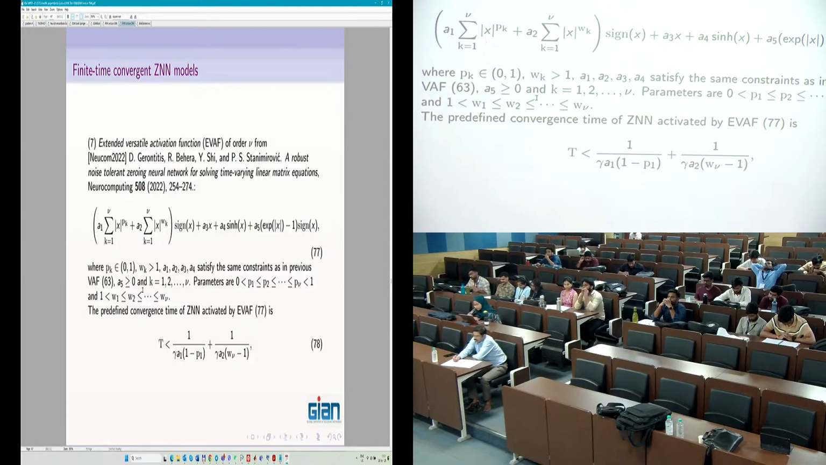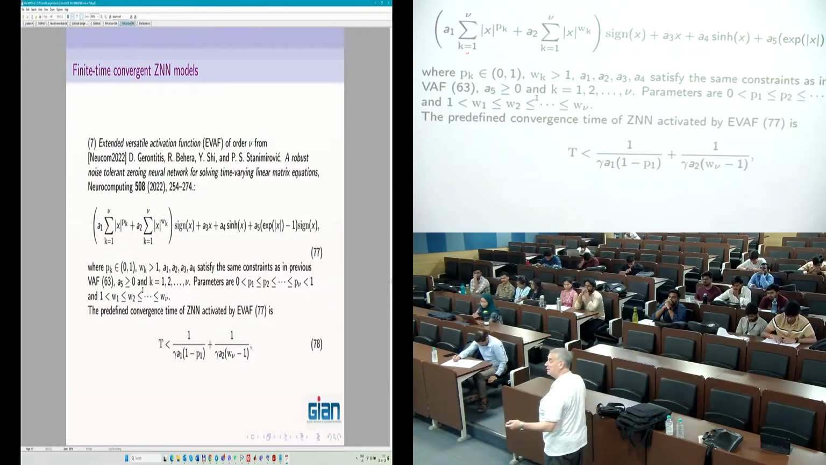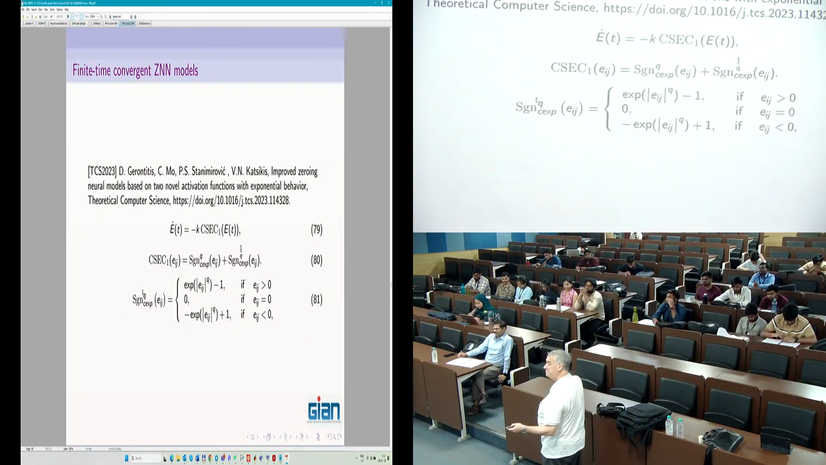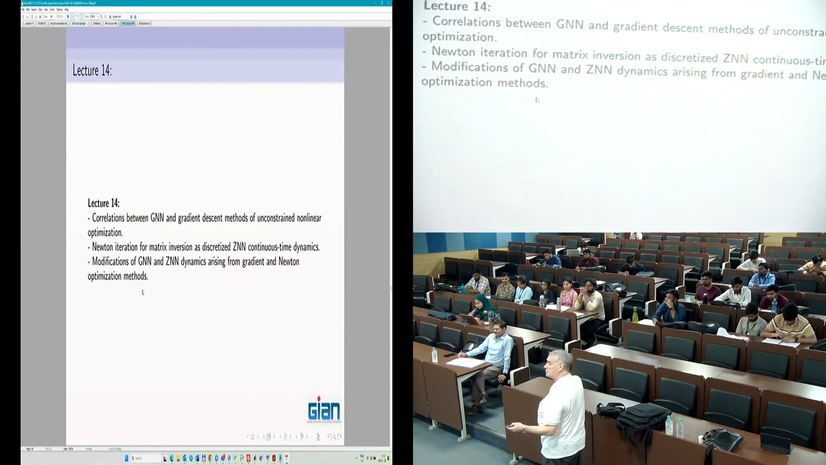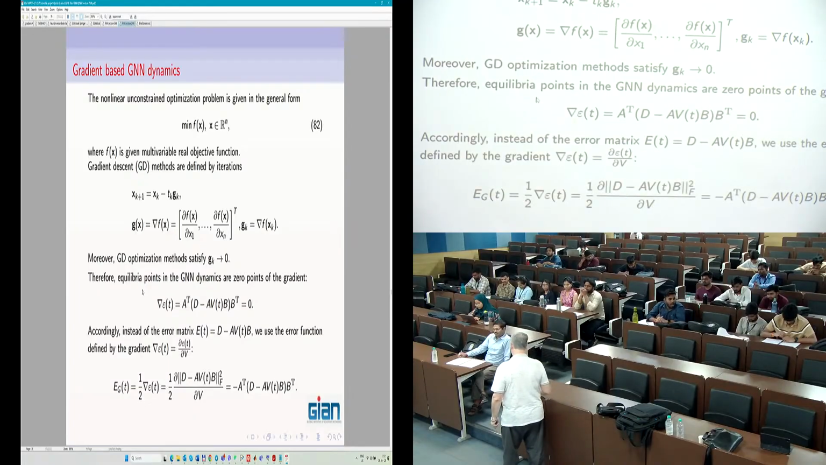Here is this complicated case. Terms with power greater than 1 are given in such a summation. Power less than 1 is given as another summation. And so on, so on. It is one modification of the gradient neural network.